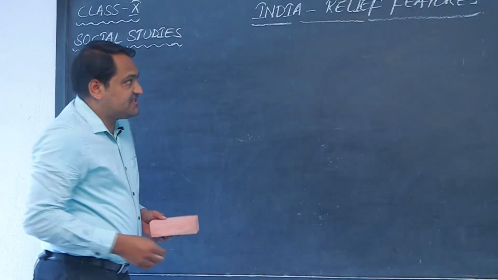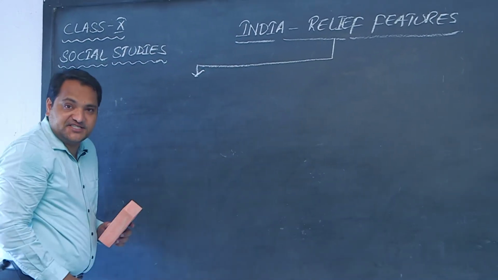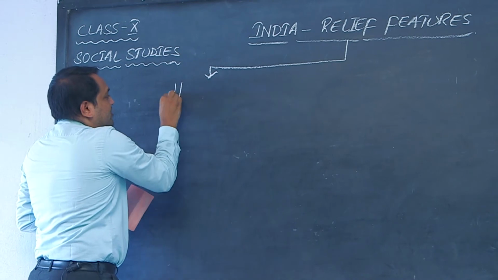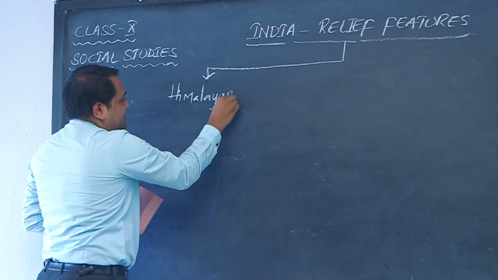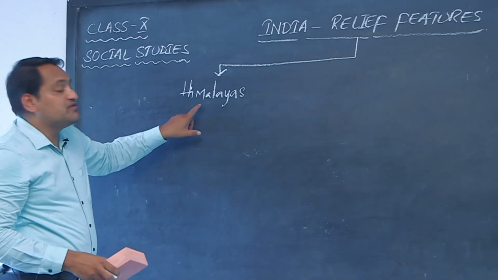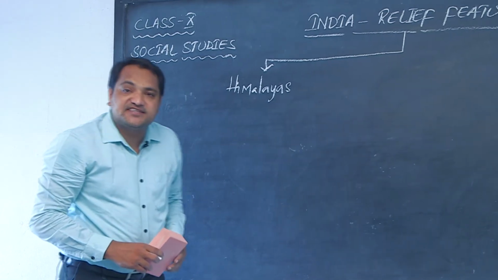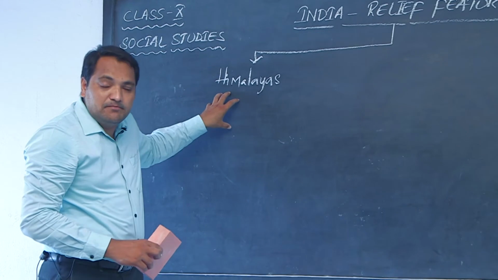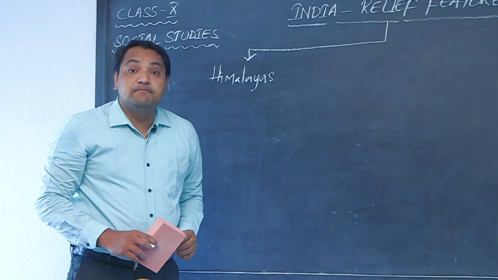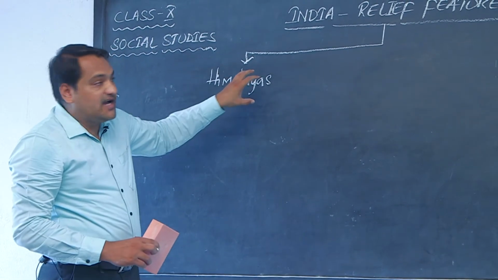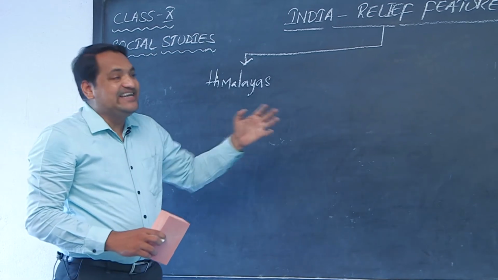Indian relief features. India has a variety of relief features. First, the northernmost tip of India is covered with mountain ranges, and those mountain ranges we call the Himalayas. Himalayas is a Sanskrit word. The word Him means ice and Alaya stands for temple. So the Himalayas are the northernmost tip of India. We shall learn about it in detail.